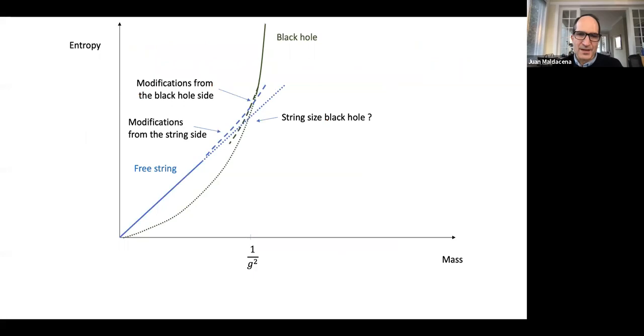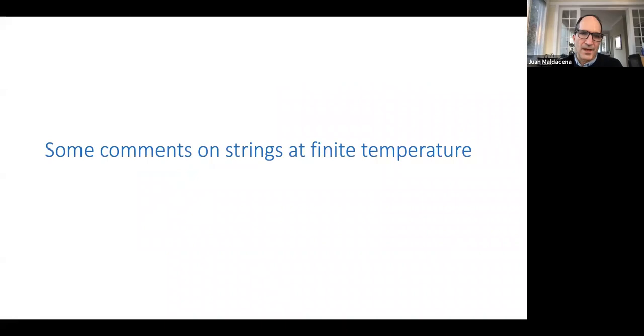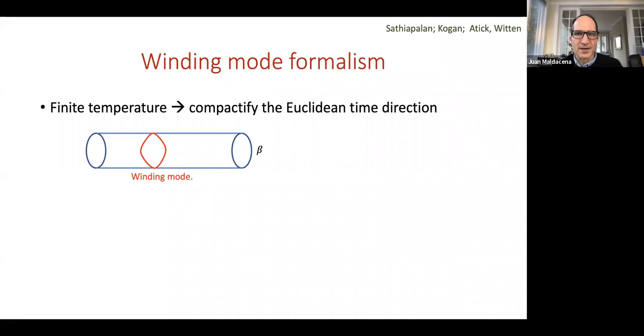Okay, so as I said, the first order corrections can be found in this plot, and they roughly look like this. And right now I'm going to be talking about these modifications from the string side. Before doing that, we'll discuss some comments on strings at finite temperature. As in any other theory, you can consider a finite temperature situation by going to Euclidean space and making the Euclidean time compact. And the new feature that appears in string theory is that a string can wind along this compact direction. So you have this winding mode.